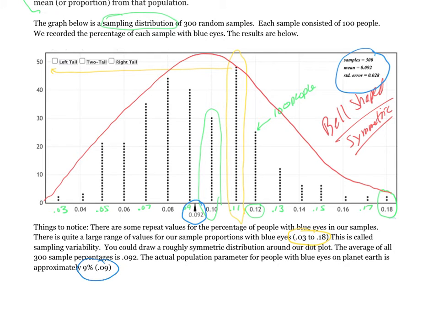Okay, so notice by taking a bunch of samples, if I average them out, I can actually get very close to the actual population parameter. Okay, and that is really the point of a sampling distribution, is that we can get a pretty good estimate of a population parameter by looking at a sampling distribution. Okay.